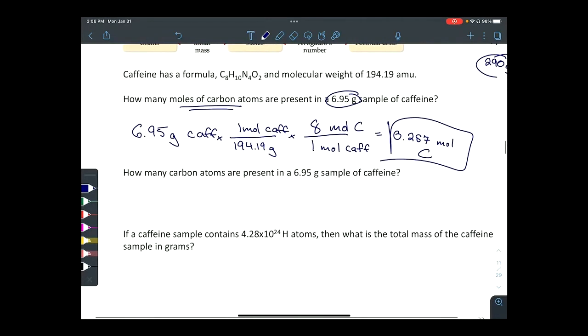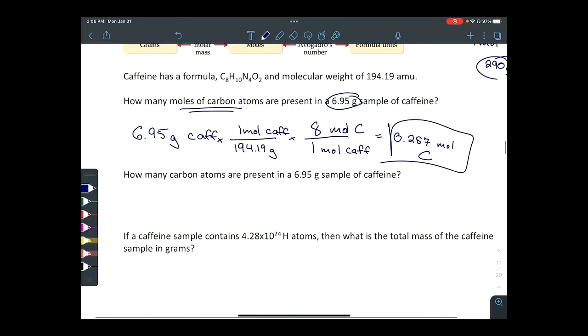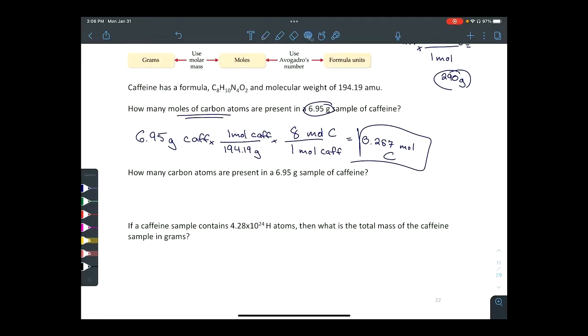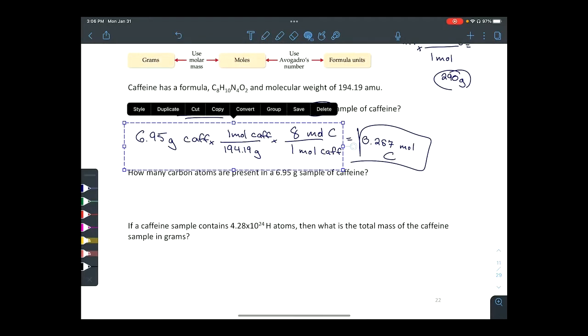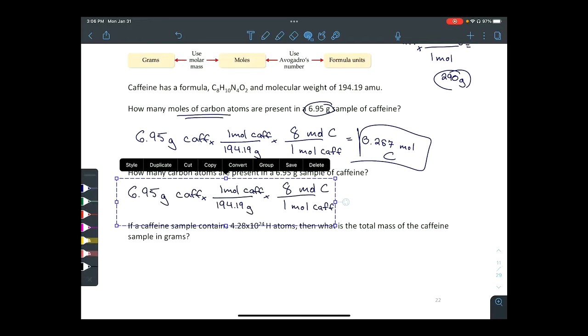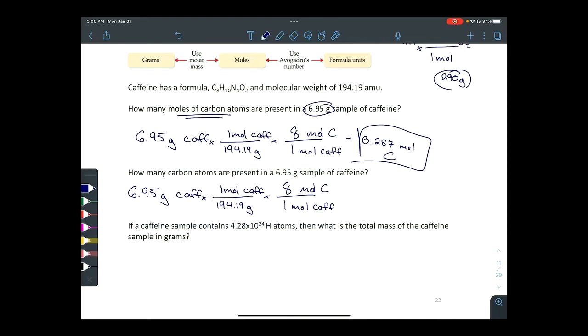So the second question says, how many carbon atoms are present in this sample? All right, so this question, we're looking at the same sample. So we're starting this off the exact same way. We're going to start with 6.95 grams of caffeine, convert to moles of caffeine using molar mass, convert to moles of carbon using the actual chemical formula, 1 mole of caffeine is 8 moles of carbon. The last step here, what type of conversion are we going to use to get to actual carbon atoms?